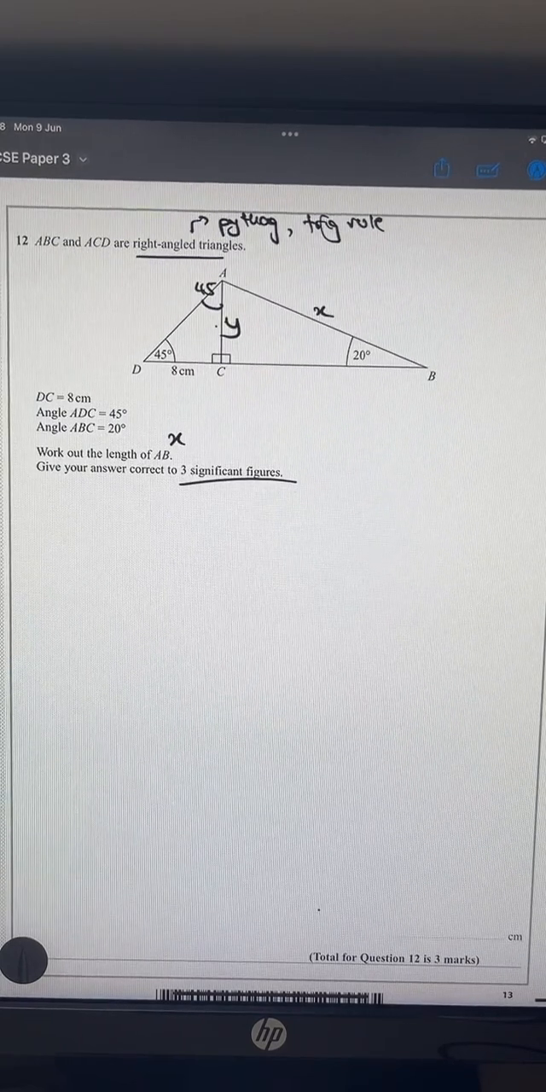Is this foundation? No, this is a higher paper, but questions like this could appear, but it would be a little simpler if it was foundation. Like you may just have 1 triangle instead of 2, young Joe.